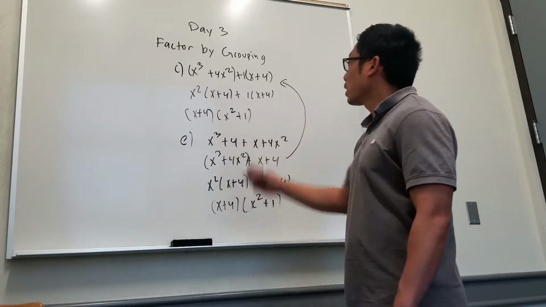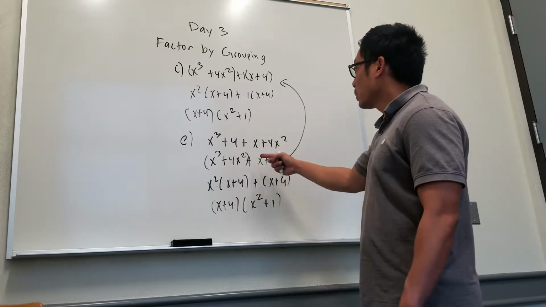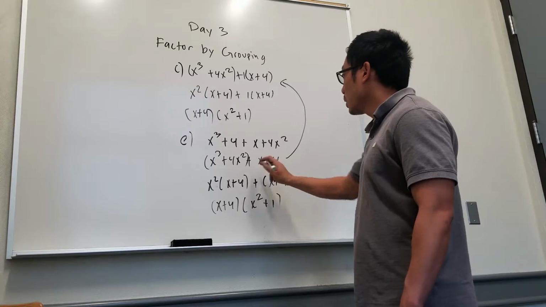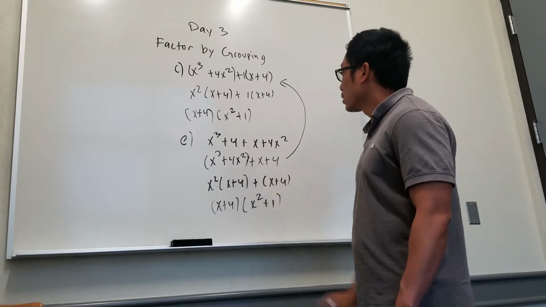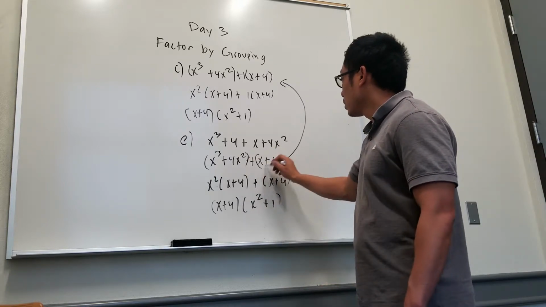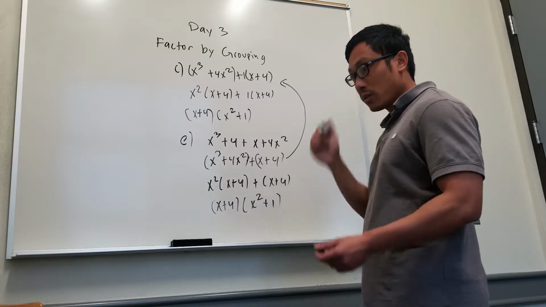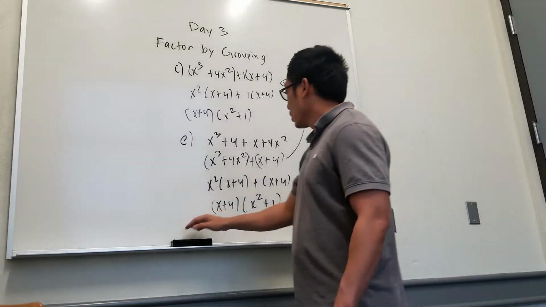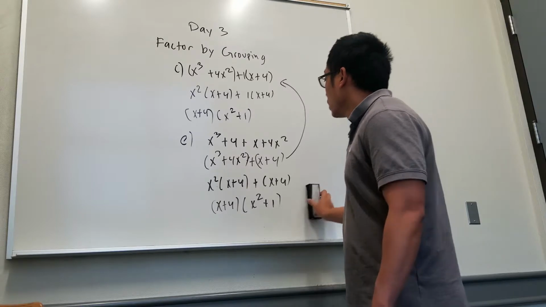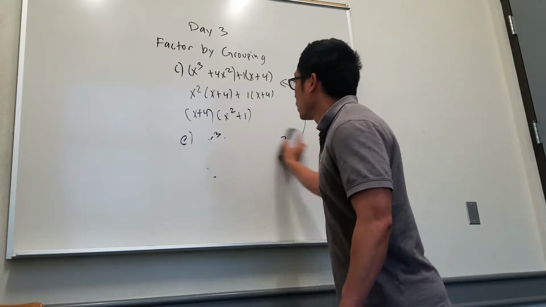So you notice it's the same thing. So sometimes you have to arrange them where you can factor by grouping. This is plus. And you can put parentheses here if you want. Okay, so there you go. That's factor by grouping.